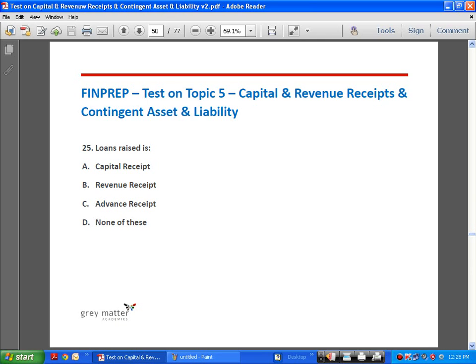Similarly, loans is a source of finance. It is not an operating activity, and hence loans raised is a capital receipt.